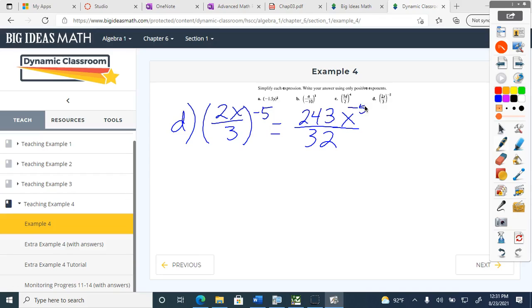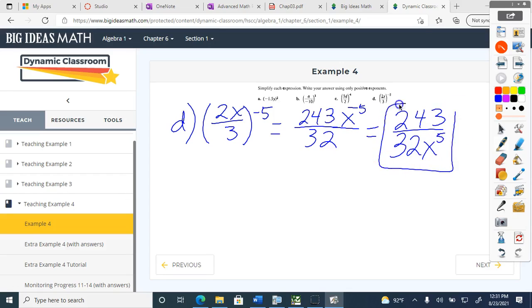But does it need to stay there? No, because now it has what kind of exponent? A negative exponent. So where does it go? On the bottom. That's the only part that moves, though. I don't move the 243 and the 32 because do they have negative exponents? No, they do not. Okay?